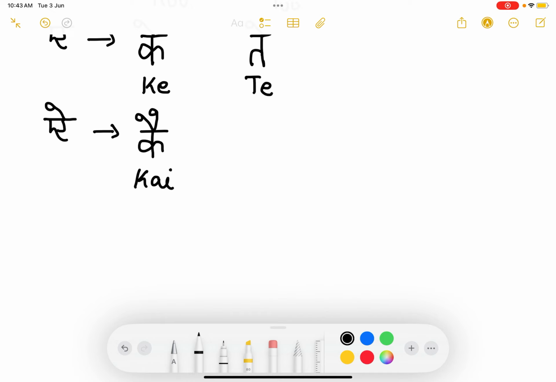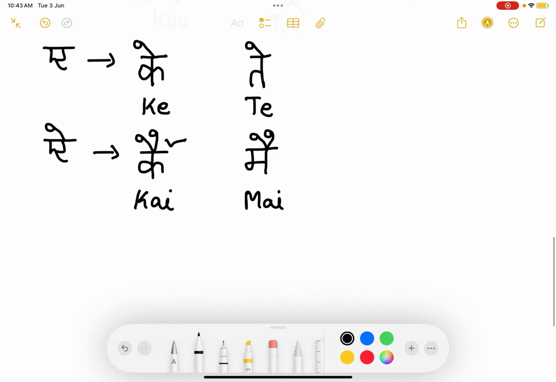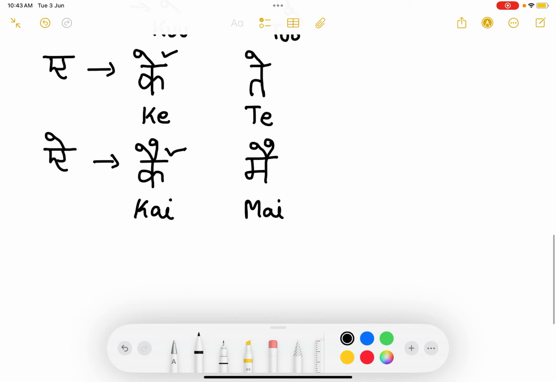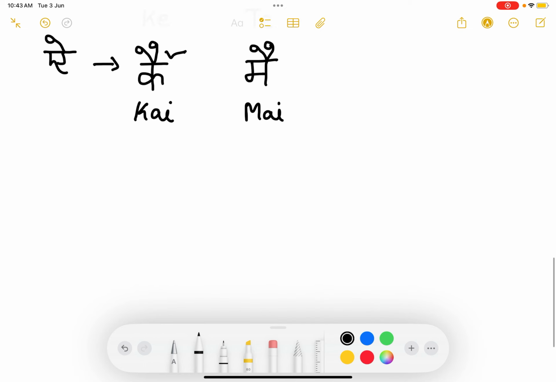Let's try another example. Let's take ma. Now I put this matra, mai. That's how it sounds. That's our ai matra, two arms. So the e matra has one slant arm, and the ai matra has two slant arms connected to the top of the letter.